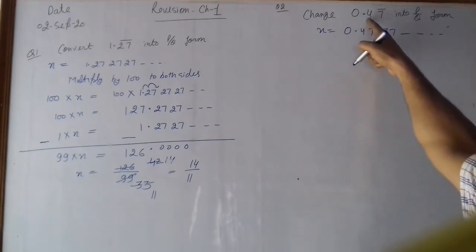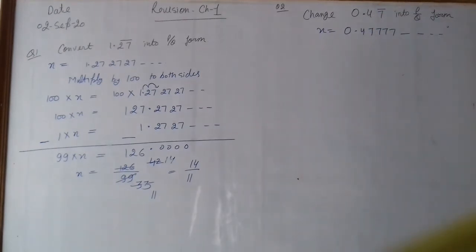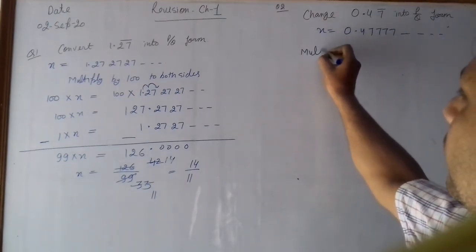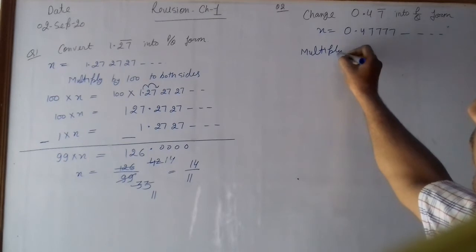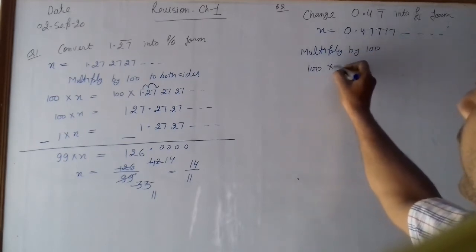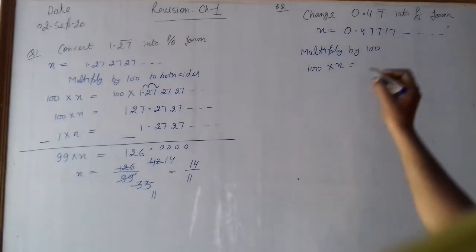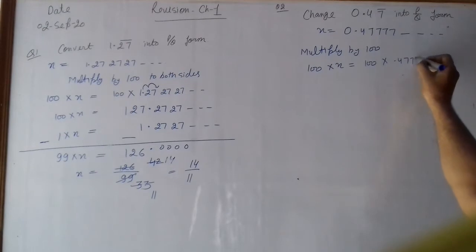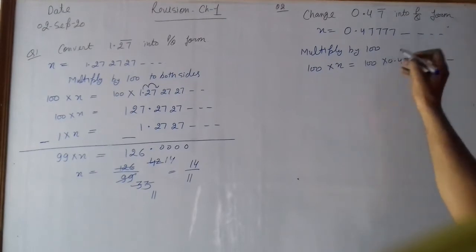So we are seeing here 1, 2. Just after the decimal we have 2 digits. So multiply by 100. So 100 multiplied by x is equal to 100 multiplied by 0.4777 and so on. Right?